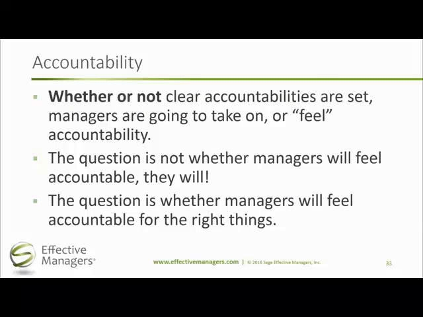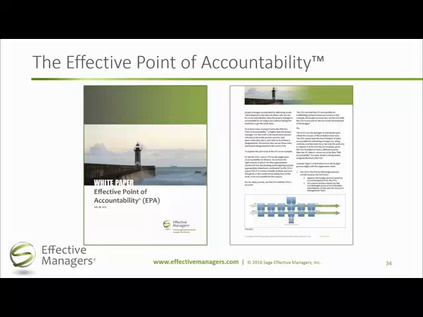So the thought I leave you with in this section is that whether or not clear accountabilities are set, managers are going to take on or feel accountable for doing good work. So the question isn't whether or not managers will feel accountable. They are going to feel accountable for doing good work. The question is whether or not they're going to feel accountable for doing the right things. And this is a really important aspect in the managerial workforce.